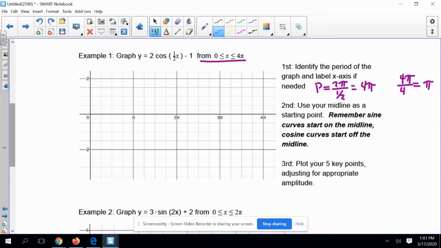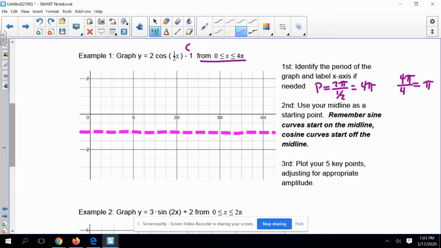Second step we need here is to figure out what our midline is. Well, here's our C value. Our midline is -1. So I'm going to put that dashed line in at -1. Again, you don't have to do this. I would just definitely not do that as a solid line ever. I just like having the midline there as reference.